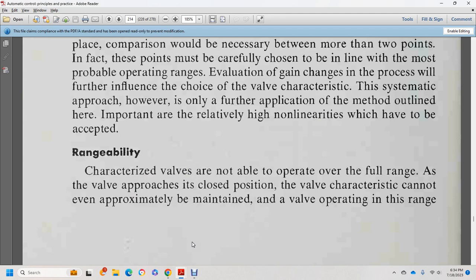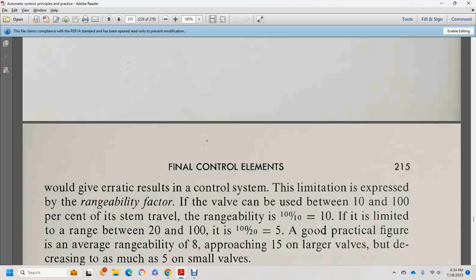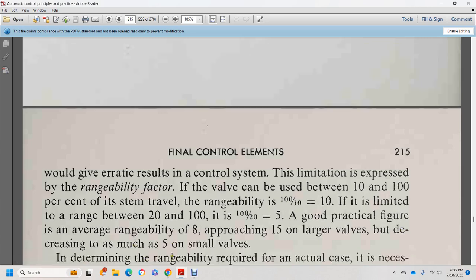The rangeability. Valves are not able to operate over the full range of the valve. Approaching the closed position, the characteristics cannot be even approximated, so maintain the valve operating in this range, otherwise it would give erratic results in the control system. The limitation is expressed with the rangeability factor of the valve, which can be between 10 and 100% of the travel, a range of 10 over 100 equal to 10, or limited to the range of 20 and 200, it would be 100 over 20, which is 5. Good practice gives an average rangeability of 8, approaching 15 on large valves, but decreasing to as much as 5 on small valves.